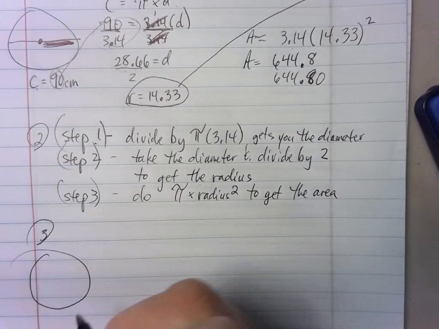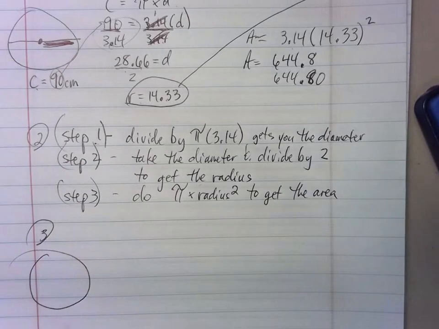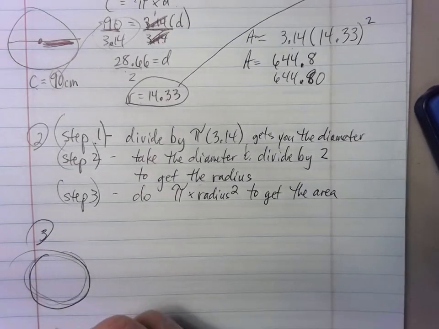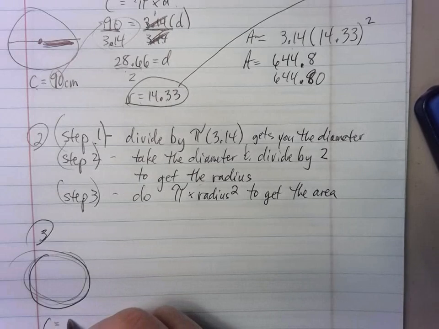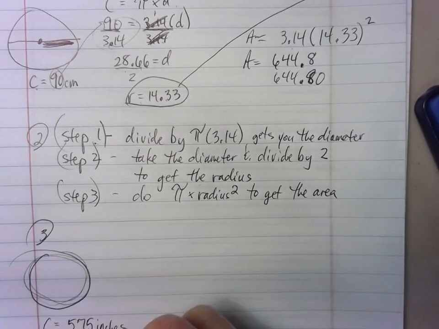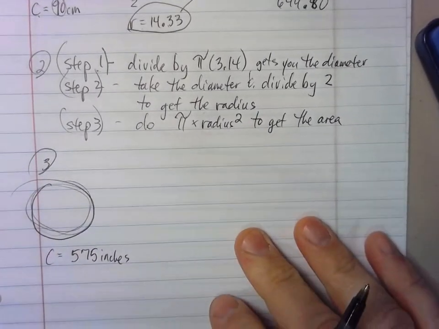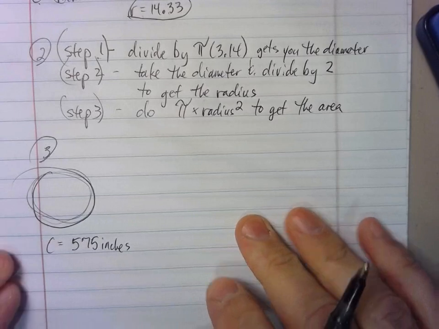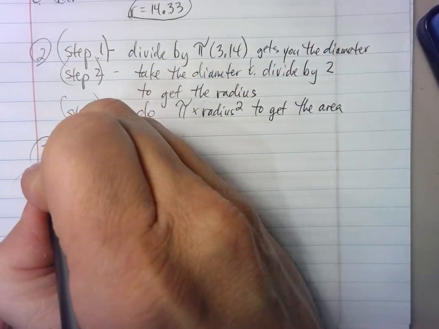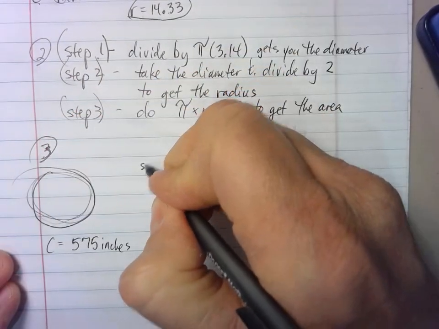Alright, so let's say we've got another pizza, whatever it is, and you know that the outside edge is right here, okay, the circumference is, let's use a bigger number this time. Let's say we got 575 inches. Okay, scoot that up a little bit, scoot the camera back down some. Alright, I'm going to go step by step according to my steps that I have written up here. Okay, so right here I'm going to do step 1.